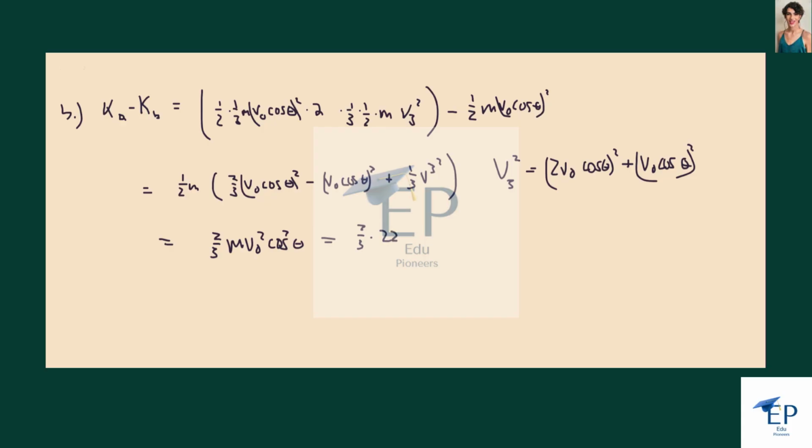That's 2/3 times 224 kilograms times (116 meters per second) squared times cos of 60 degrees squared. Finally, we get the amount of energy released in the explosion, and it comes out to 5.02 times 10 to the 5th joules.